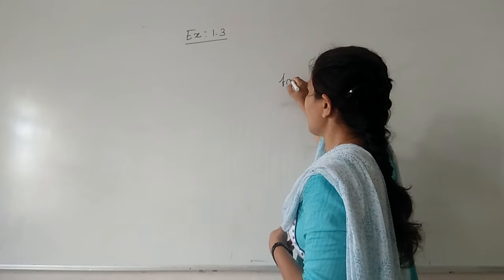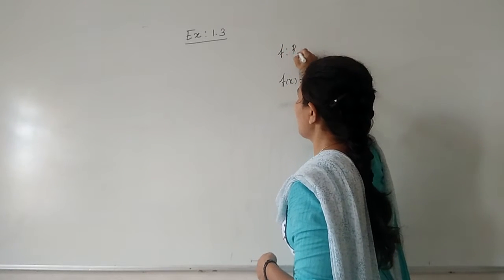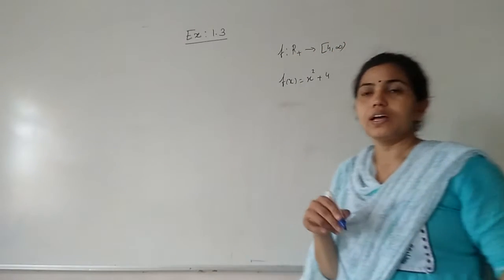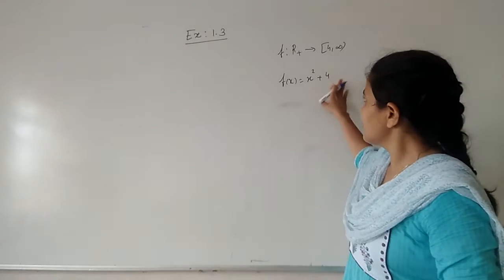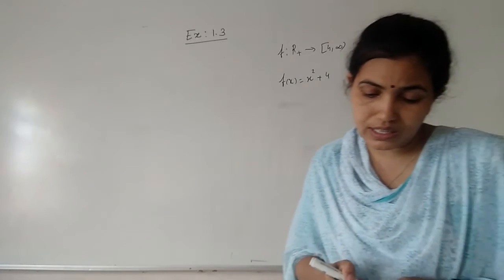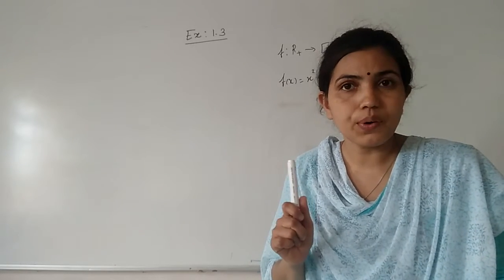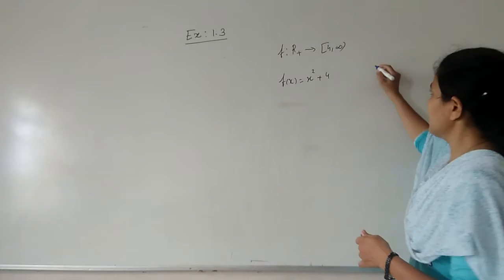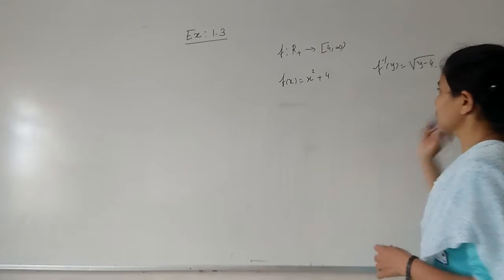So what you have to do first in that question: your function is f of x equals x square plus 4, and this function is defined from R plus to [4, infinity). This is the function given in question number 8. Now the question is to show that the function is invertible, then find the inverse of the function. The inverse is given in the question: f inverse of y equals under root y minus 4.